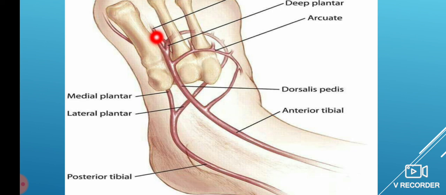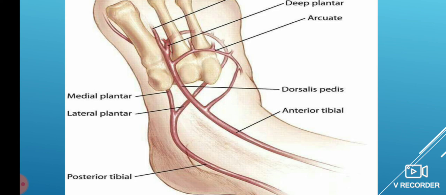Since this anterior tibial artery is coming from the anterior compartment of the leg, it can obviously reach the dorsum of the foot. And this artery, the continuation of the anterior tibial artery, once it enters into the dorsum, changes its name to dorsalis pedis artery. This dorsalis pedis artery goes to the space between the first and second metatarsals, not carpals, metatarsals. It reaches here and waits there.